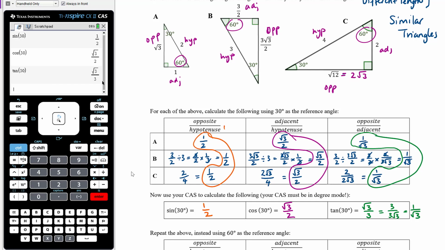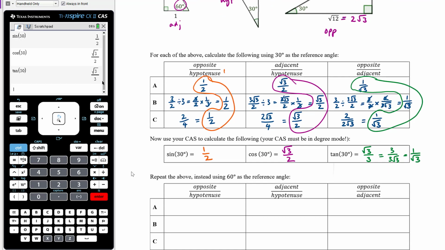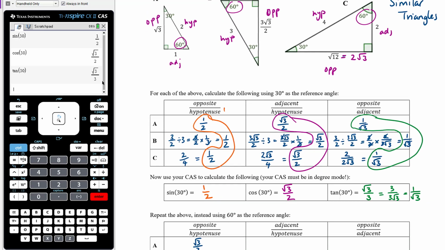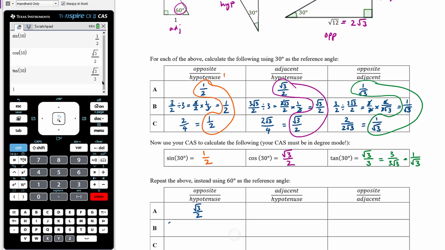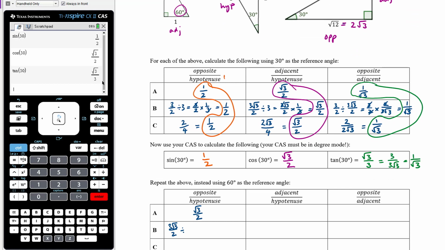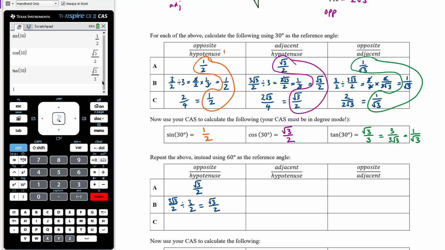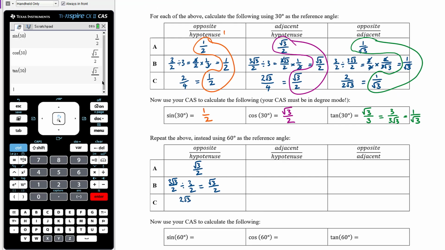Okay, so if we do the 60-degree angle, opposite over hypotenuse for the 3 triangles: in triangle A it is root 3 on 2. Opposite over hypotenuse in triangle B is 3 root 3 on 2 divided by 3 on 2. Now we already did this calculation in the previous table, and it turned out to also be root 3 on 2. And in triangle C, opposite over hypotenuse is 2 root 3 over 4. Again, we've got that common factor of 2, so we get root 3 over 2. And so we get the same values here.